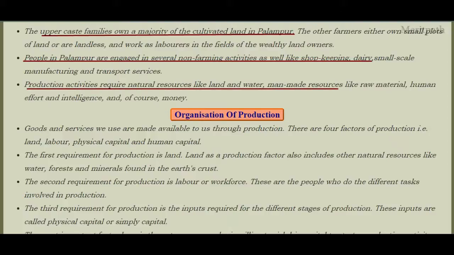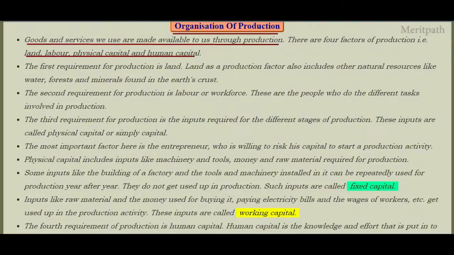Production activities require natural resources like land and water, and man-made resources like raw material, human effort and intelligence, and also of course money. Organization of production. Goods and services we use are made available to us through the production process. The four factors of production are land, labor, physical capital and human capital.